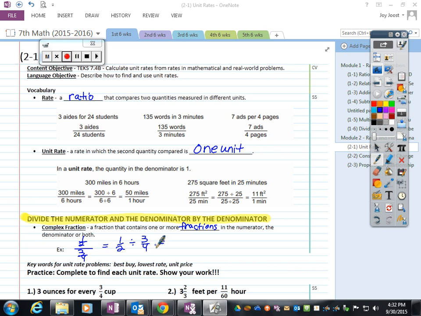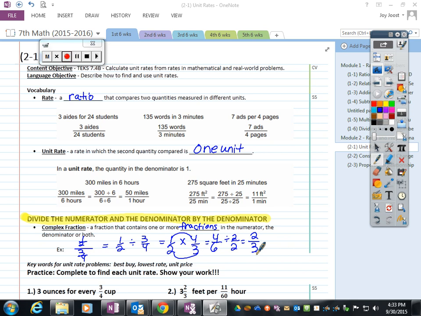So the first fraction stays the same. The division sign is changed to multiplication, and you flip the second fraction. 3/4 becomes 4 over 3. Then multiplying fractions is not a problem. Take the top times the top, and the bottom times the bottom. 1 times 4 is 4. 2 times 3 is 6, and then we can simplify that by dividing out 2 from the numerator and 2 from the denominator, so we are dividing by 1. 4 divided by 2 is 2, and 6 divided by 2 is 3.